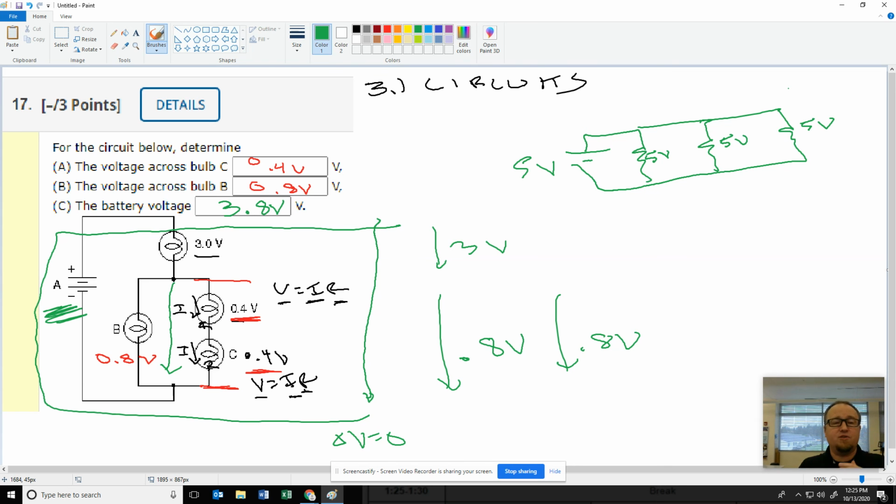So the potential difference would be 5 volts across all those, and it just equals the battery because each loop has a whole loop of 0. So it goes up 5 and it drops 5. There we go.